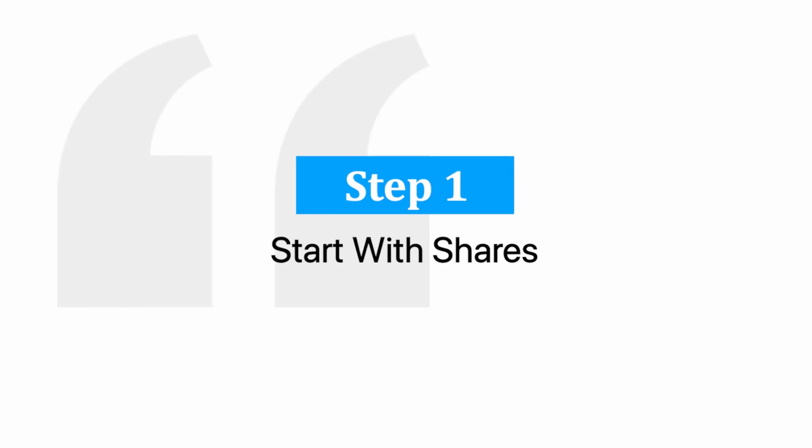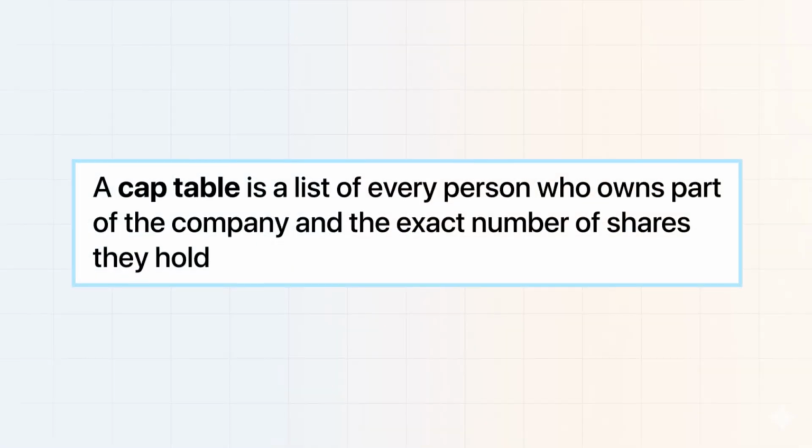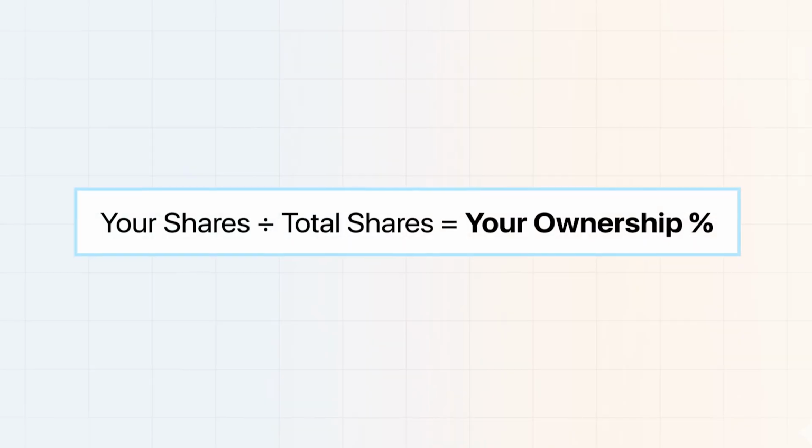So let's dive in. Step 1, start with shares. The first thing to understand is that your cap table runs on shares, and the percentage everyone talks about comes straight from those shares. A lot of founders open a spreadsheet, write down that they own 60% and their co-founder owns 40%, and they think that that's their cap table. But a cap table is a list of every person who owns part of your company and the exact number of shares that they hold. And your percentage is just your shares divided by the total shares that the company has given out.